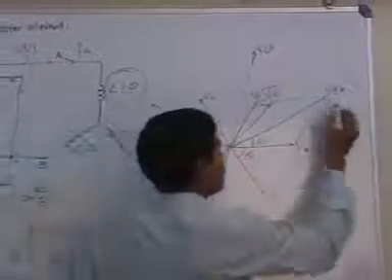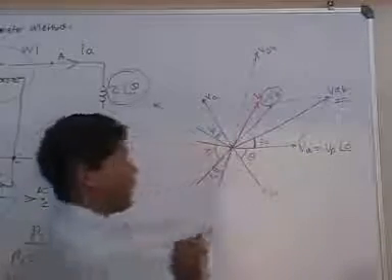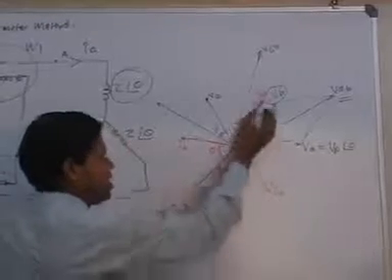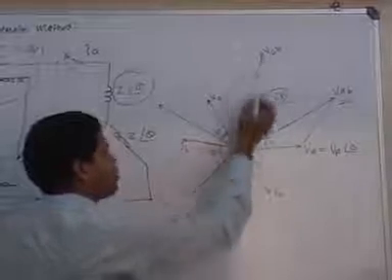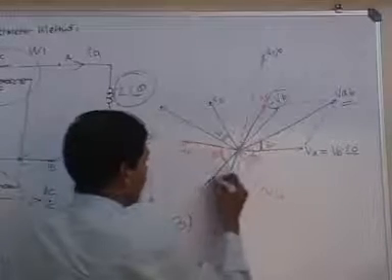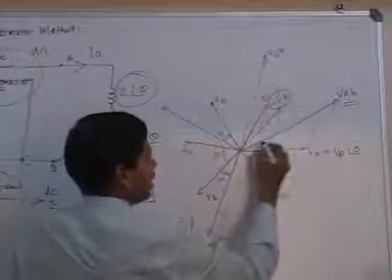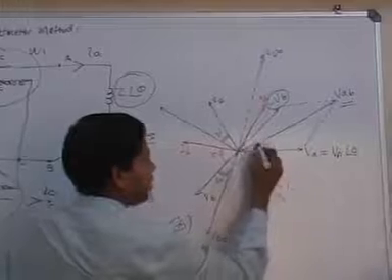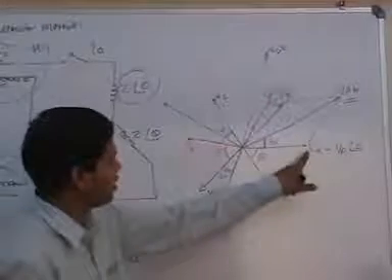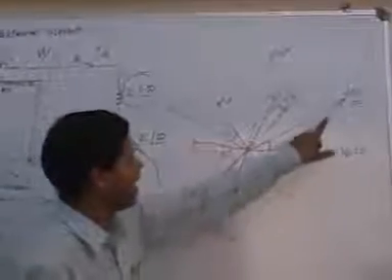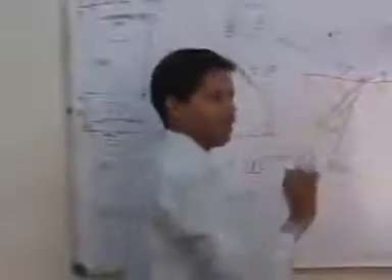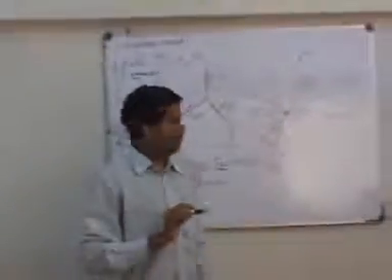If VAB is equal to this, you can see the angle is plus 30, because this angle is 120. Opposite of that, if we take this one, VB, opposite of that, you can find the angle will be 30 degrees. Between the phase voltage and the line voltage, the angle is 30 degrees, because this angle is 60. Half of that is 30 degrees.